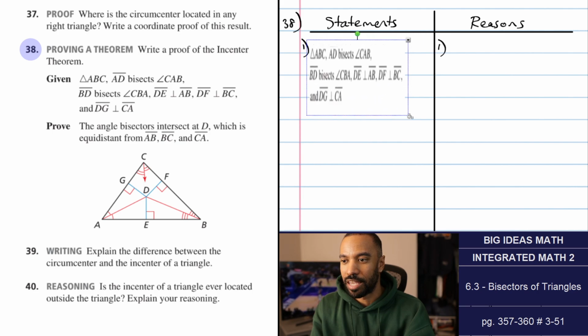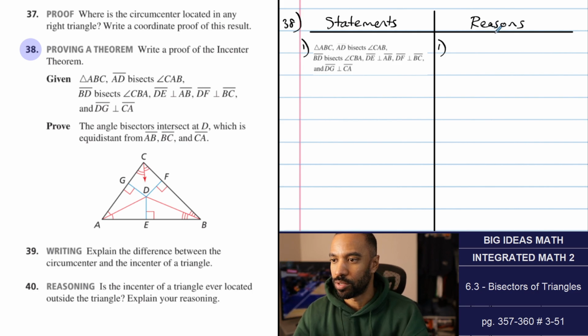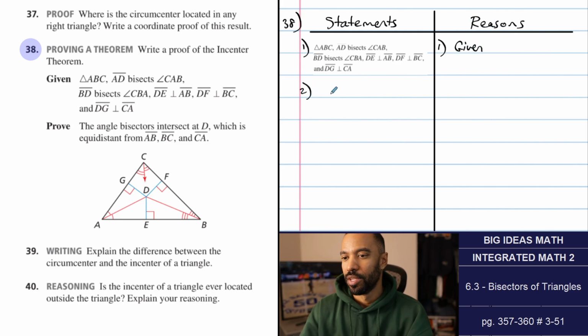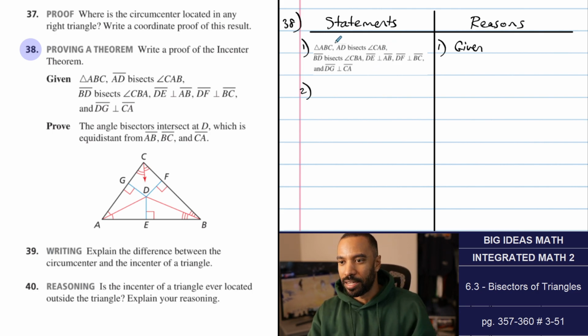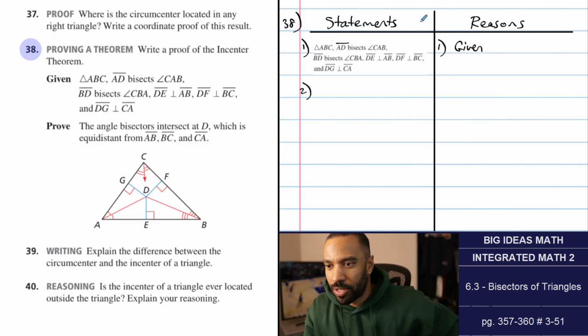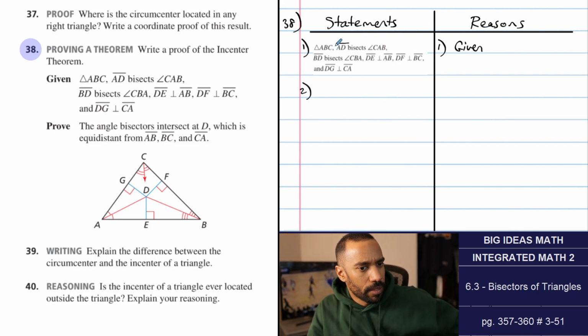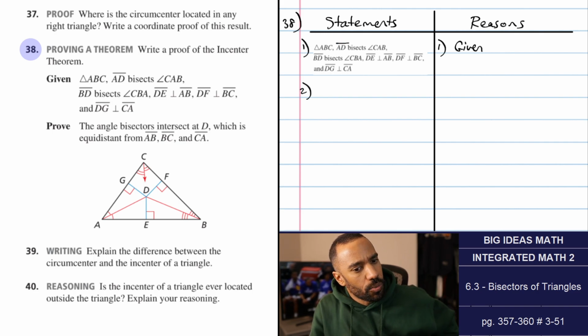Okay, now that's a lot of givens. Remember, not every single one of these is going to work out the way that we wanted. So given, okay, that's one. Given the triangle, and given that this segment bisects that angle, and that segment bisects that angle, and those three are perpendicular. We only have two bisectors. AD bisects that, BD bisects that. Do we have... Oh, we don't have CD. The angle bisectors intersect at D, which is equidistant from there.